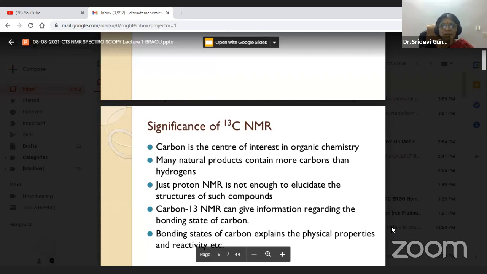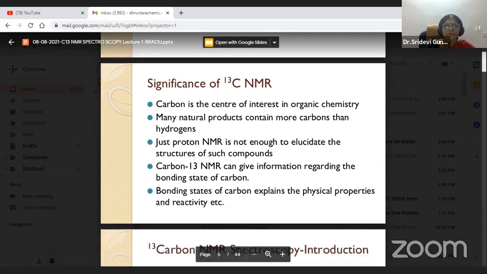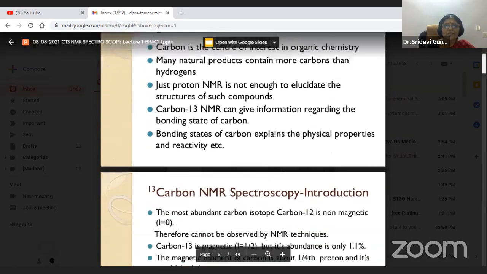In that case, carbon-13 NMR is going to give you a lot of information regarding the bonding state of the carbon, the number of carbons, the type of carbons, and so on. That is the significance of C13 NMR.